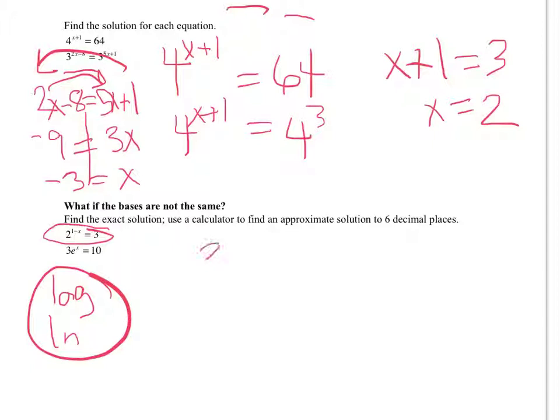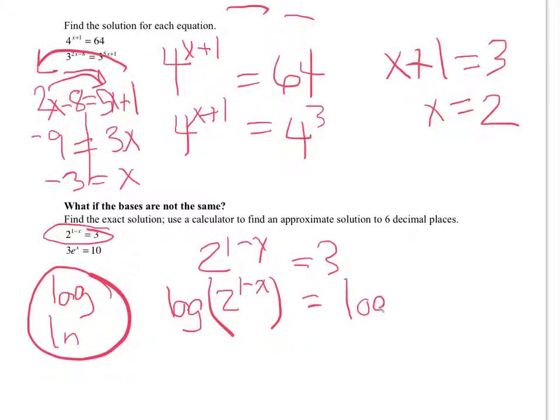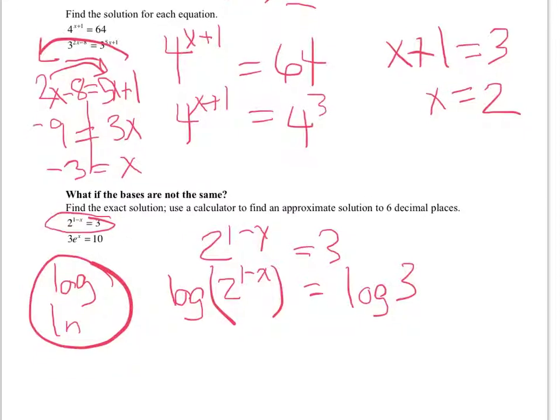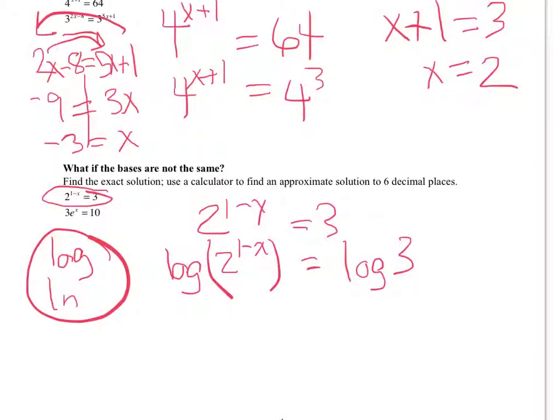So if we look at 2 to the 1 minus x power equals 3, we see the bases are not the same, but if we take the base 10 logarithm of both sides of this equation, since the numbers are equal, their logarithms must be equal. So we have 2 to the 1 minus x and take the log of that. We have 3, take the log of that. Now, log of 3 is just a number, and on the left-hand side, we can use properties of logs to simplify that expression. The exponent 1 minus x will become a coefficient. So we have 1 minus x times log 2 equals log 3.